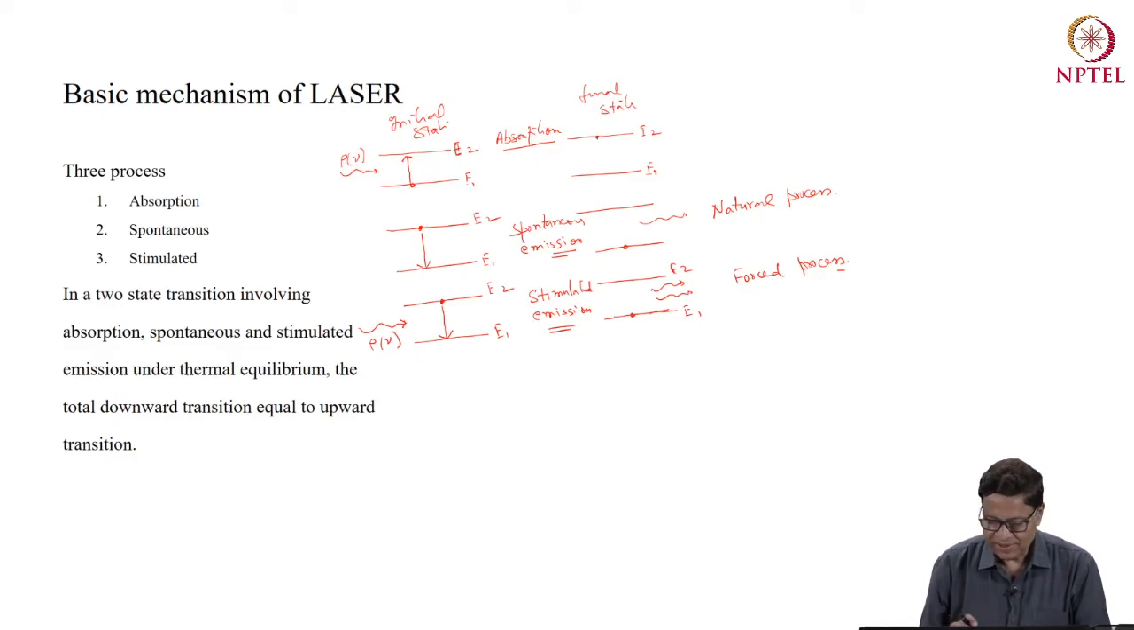So in a two-state system, which I have discussed here, for the transitions involving absorption, spontaneous and stimulated emission under thermal equilibrium, the total downward transition is equal to the upward transition in a steady state situation. So in this case it is an upward transition. In this case this is downward. In this case also this is downward. So upward transition is equal to downward transition under steady state or under thermal equilibrium.